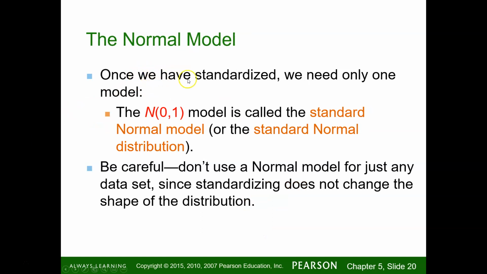Once we have standardized, we only need one model. It's the normal model N(0,1), which is the standard normal model when we put things in terms of z-score. Because with a z-score, remember, the average is 0, because right in the middle, the z-score is 0 at 50%. And the standard deviation would be 1 because you divided by the standard deviation and turned it into 1. So you've got to be careful. Don't use the normal model for just any data set, since standardizing does not change the shape of the distribution.